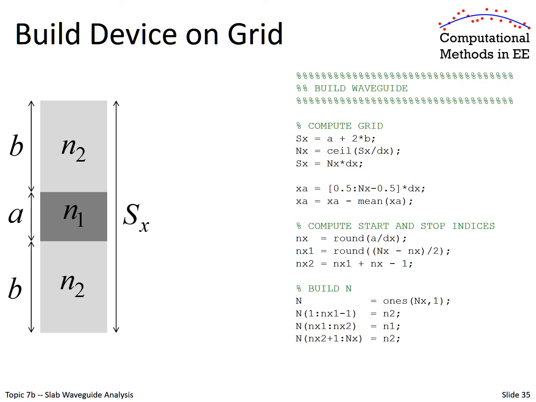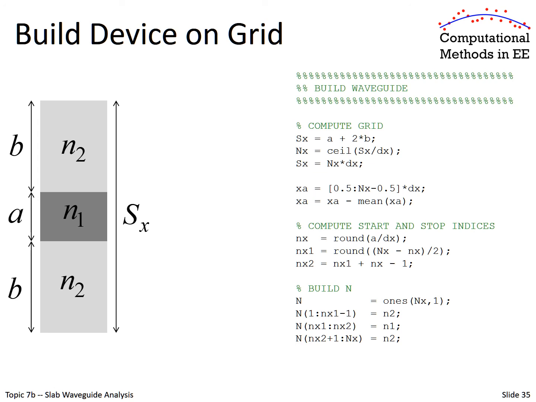This is the stage where we want to build the device on our grid. And the first thing is to set up the grid. And the first number I like to calculate is SX. This will be the physical size of the grid. So it contains the core, which is of size A, and 2 different cladding regions, if you will, the top and the bottom, both of size B. So SX is just A plus 2 different Bs.